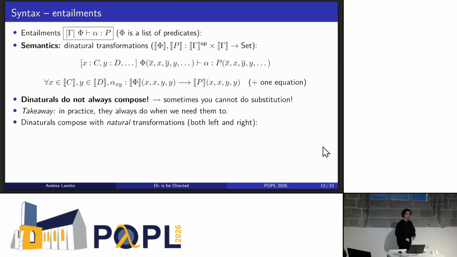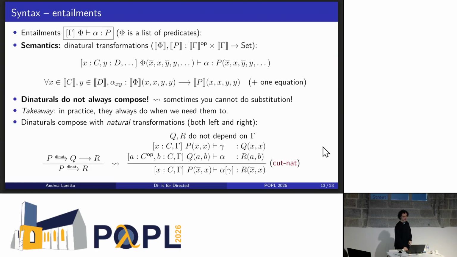And the reason for this is that the most common reason why they compose is that dinaturals actually compose with natural transformations, the ones they already know, both on the left and the right. So the idea is that if you have some situation like this, P implies Q, Q implies R, then in our type theory, you capture this very simple case with this complicated looking rule, right? But the idea is just that P implies Q, Q implies R, P implies R. And the one in the middle here has to be a natural transformation, so you have to impose some restrictions on the way that variables appear.